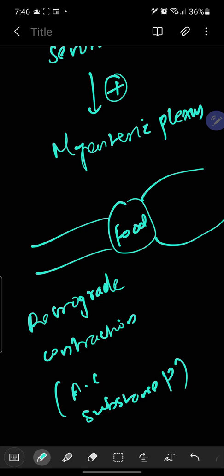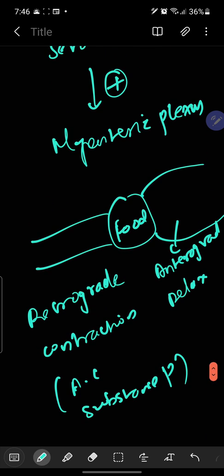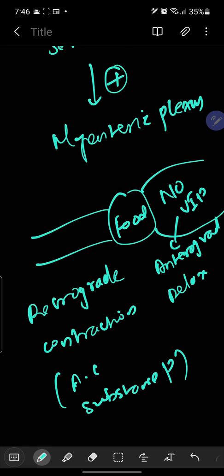The segment after the food bolus undergoes relaxation. This is called anterograde relaxation. The substances which initiate anterograde relaxation are nitric oxide and VIP, vasoactive intestinal peptide. Okay.